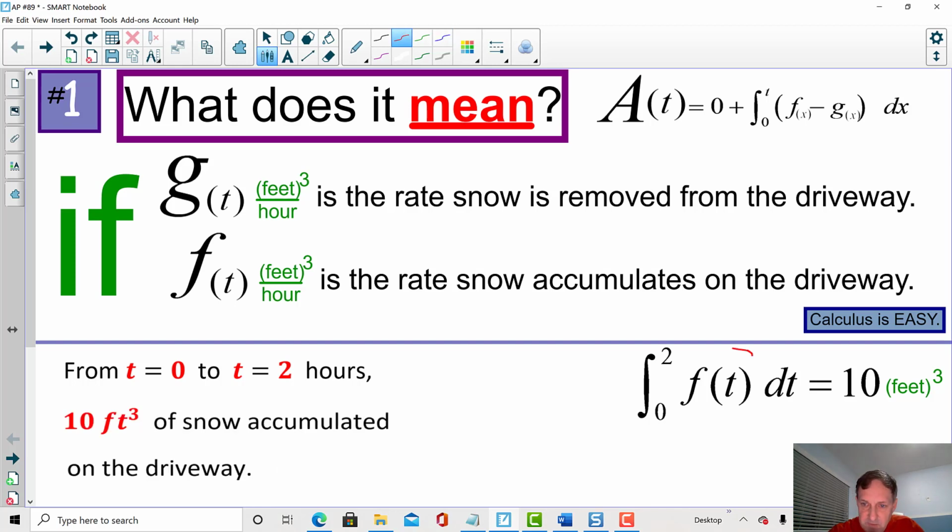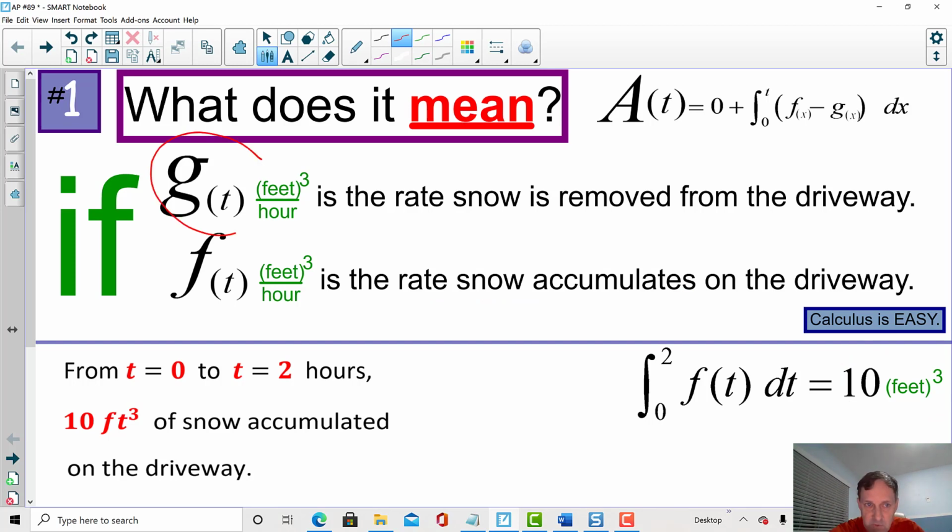Okay, next we got to pay attention to what f is, because we're doing the integral from 0 to 2 of f. So we're doing an accumulation of f. So we're adding up all of whatever f is. You'll notice f has units of cubic feet per hour, but when we do the integral, it's going to cancel one of the units of time from the bottom. So our answer will just be cubic feet. I want you to notice that f is the rate that snow accumulates. So then 10 cubic feet would just be the amount of snow that accumulated during that 2-hour period. So we're going to say from t equals 0 to t equals 2 hours, 10 cubic feet of snow accumulated on the driveway. And that's it.